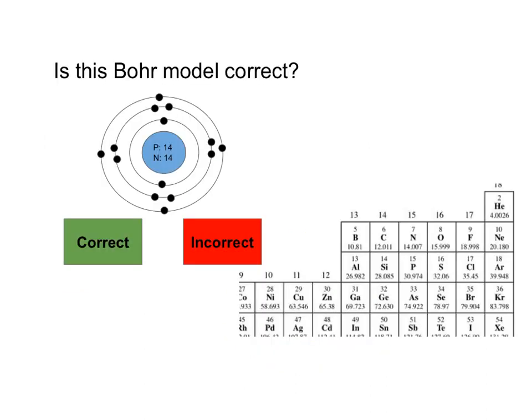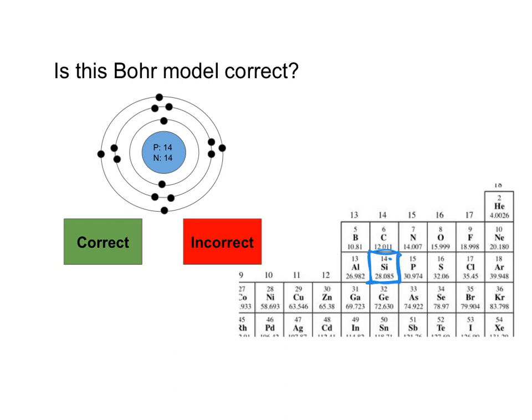So now let's just take a look at some Bohr models that I've already drawn out and identify whether they're correct or incorrect. So for this Bohr model, the number of protons is 14. So I'm going to go ahead and find that element. So this is silicon right here. So silicon has the atomic number 14, so 14 protons. There are 14 neutrons, so the mass number for this one must be 28.